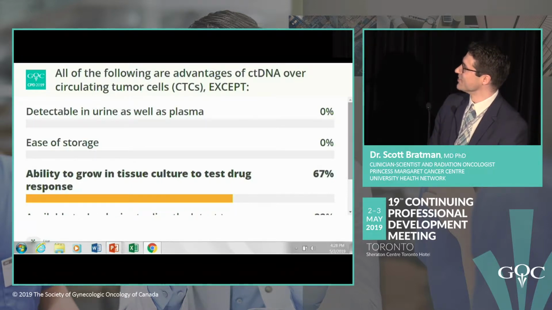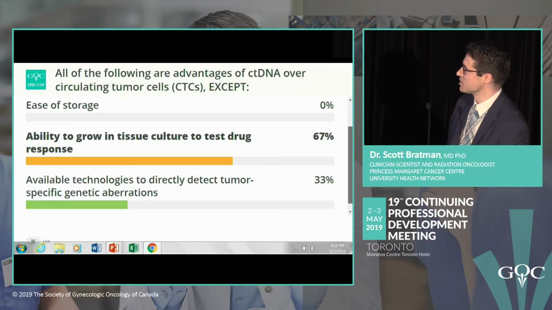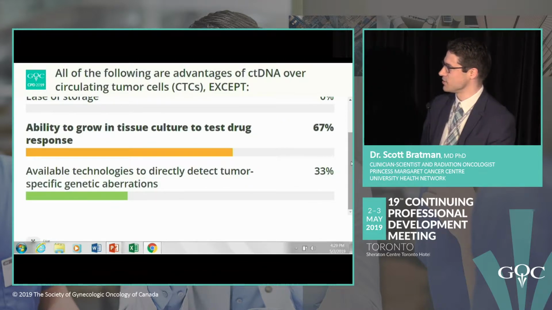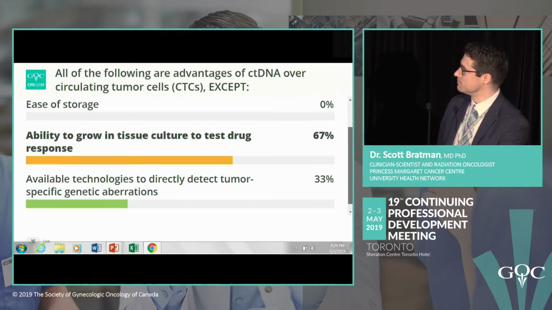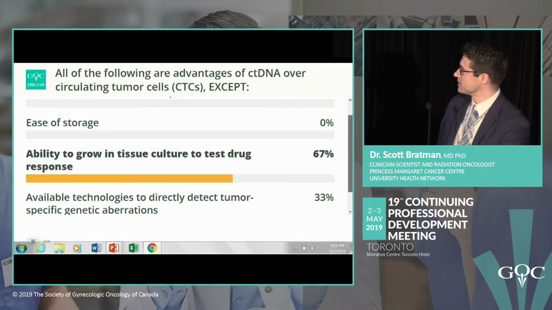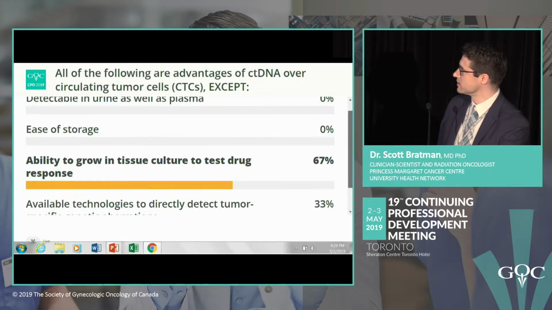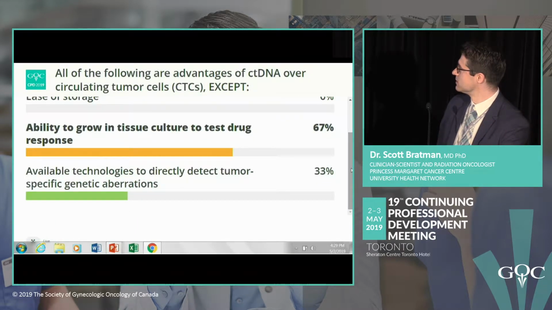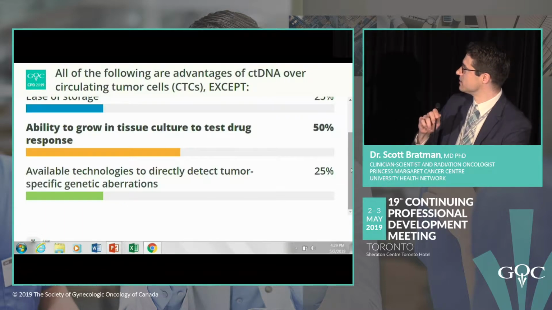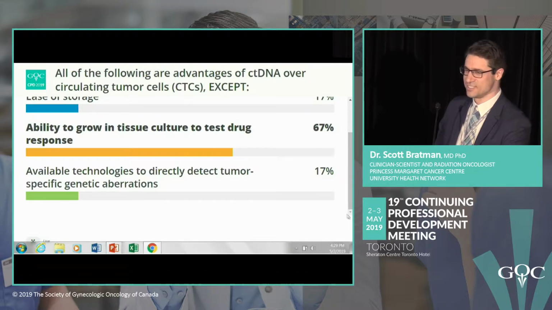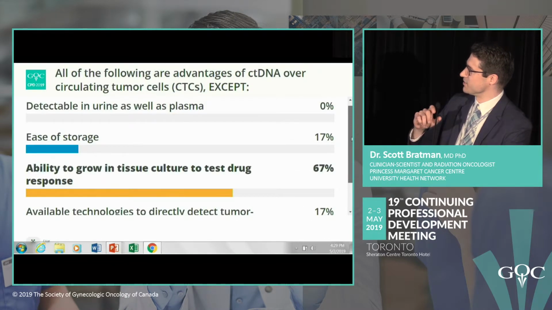Okay. So summarizing the difference between ctDNA and circulating tumor cells. Can we make it a little smaller? Right. Okay, so I forget the first one. Did you see it? So thank you, yeah.